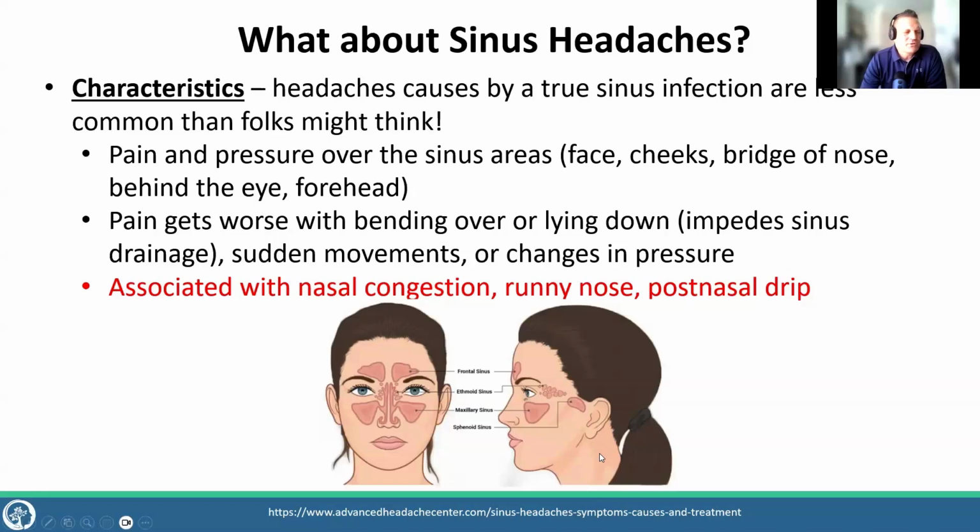And so I've given you a picture there of your maxillary sinuses, your ethmoid sinus right between your eyes and kind of at the bridge of your nose, the frontal lobe, right? All of these things are often associated with nasal congestion, runny nose, postnasal drip, and so forth.